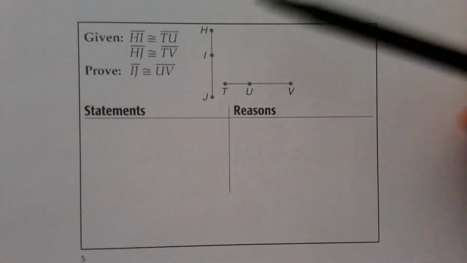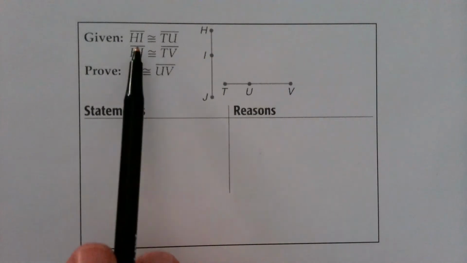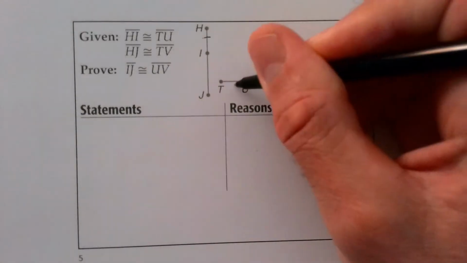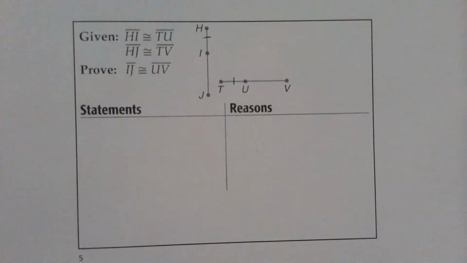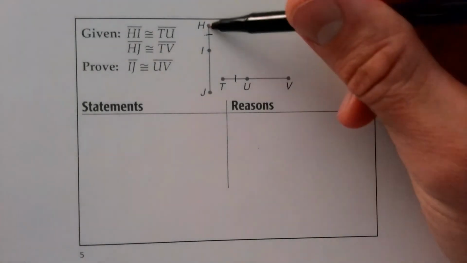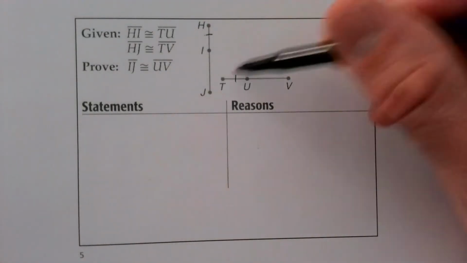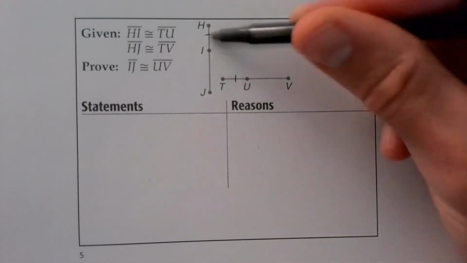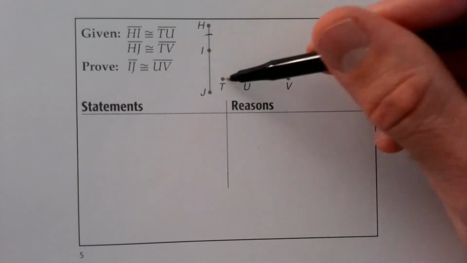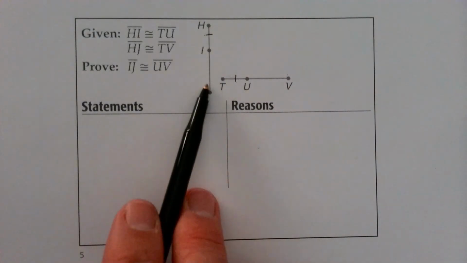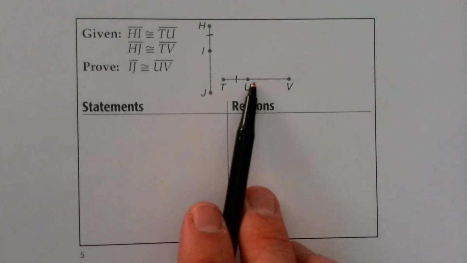So looking at this one, they told us at the beginning that HI and TU are congruent. So I'm going to go ahead and just mark up my picture. Go ahead and do that for yourself so you can have those visual cues, which things are going to be the same length. The next thing they tell us is that HJ, or this entire segment, is congruent to this entire segment. Okay, so these parts are congruent, and then this whole thing is congruent to this whole thing. And they want us to prove that this remaining length has to be the same as this remaining length.